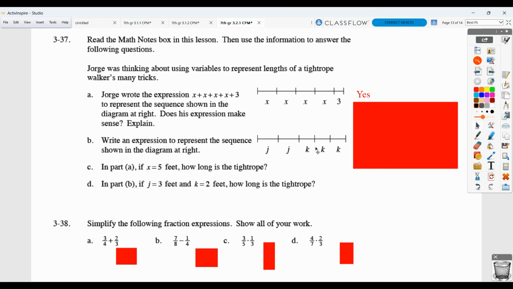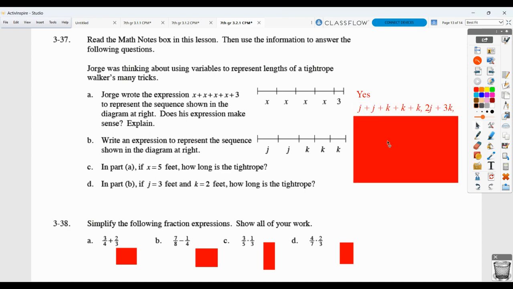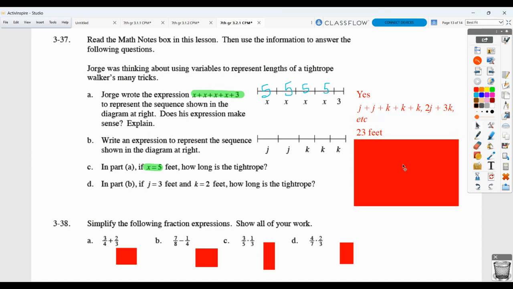And then how could you represent this sequence? Well, we have j plus k plus k plus k. So you could write it that way. You could also combine and say we have 2 j's plus 3 k's. So 2j plus 3k. And then if we go back to that first one of x plus x plus x plus x, I think I said 4 of them, plus 3, and if x is 5, how long would it be? Well, this is now 5 plus 5 plus 5 plus 5 plus the 3. So it'll be 23 feet. You may want to show how you got that 5 plus 5 plus 5 plus 5 plus 3.